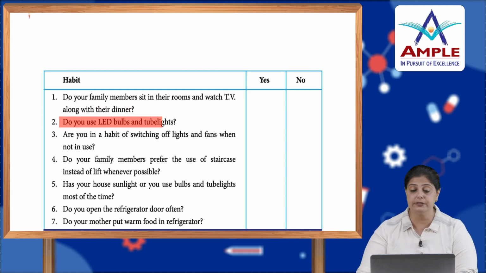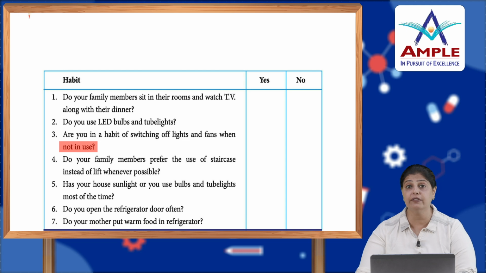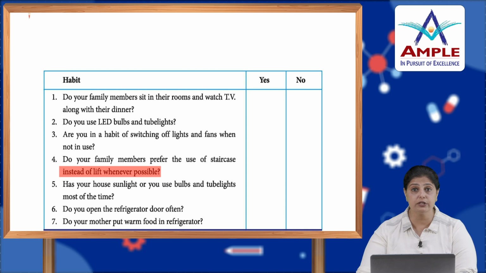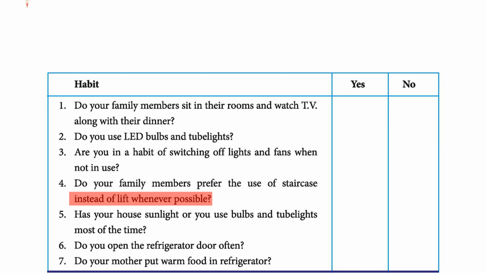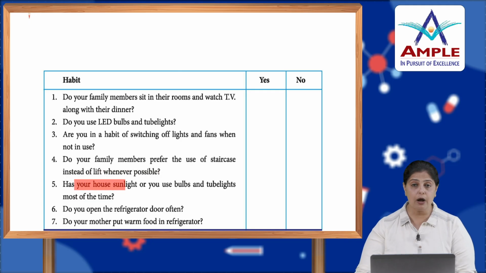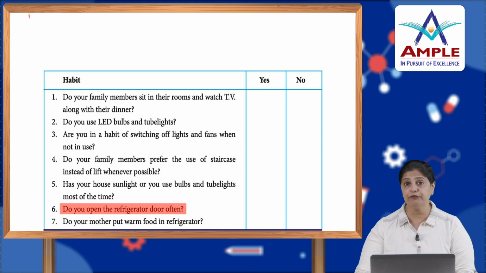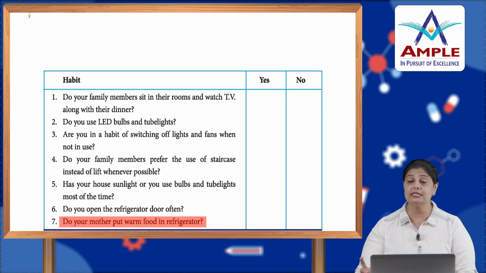Do you use LED bulbs and tube lights? Are you in the habit of switching off lights and fans when not in use, which is a very good way of saving electricity? Do your family members prefer the use of the staircase instead of the lift whenever possible? It should be done because it helps you to stay fit and healthy as well, and saves electrical energy as well. Does your house have enough sunlight or do you use bulbs and tube lights? Do you open the refrigerator door quite often? And does your mother put warm food in the refrigerator? These are certain things that you must tell whether you do or not.